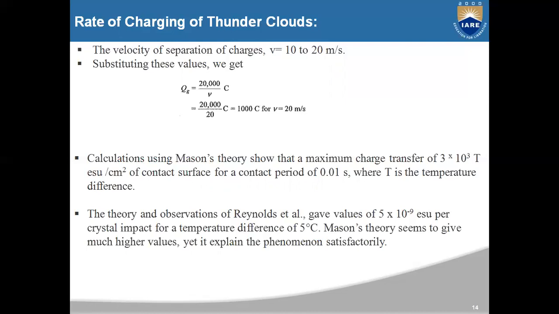This theory and the observations of Reynolds gave values of 5 into 10 to the power of minus 9 ESU per crystal impact for a temperature difference of 5 degrees Celsius. Mason's theory seems to give much higher values, and yet it has to explain the phenomenon as well. So in this way, these are the theories that explain the high voltages and the maximum charge transfers that occur in the clouds during thunderstorms and lightning.